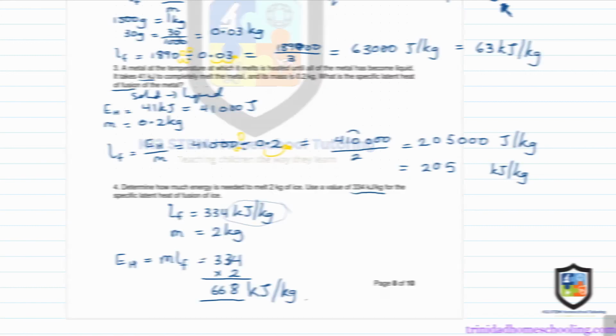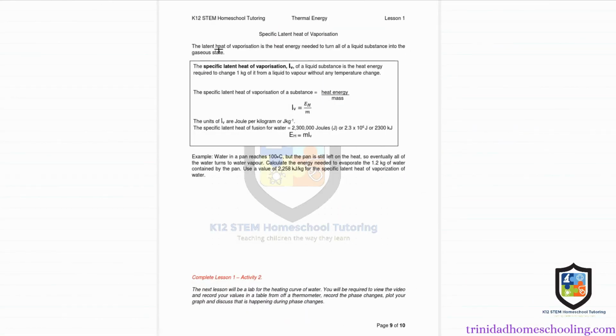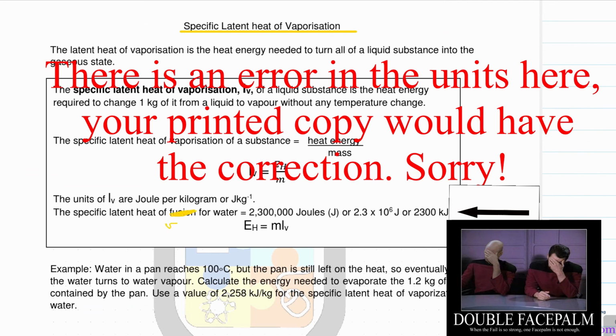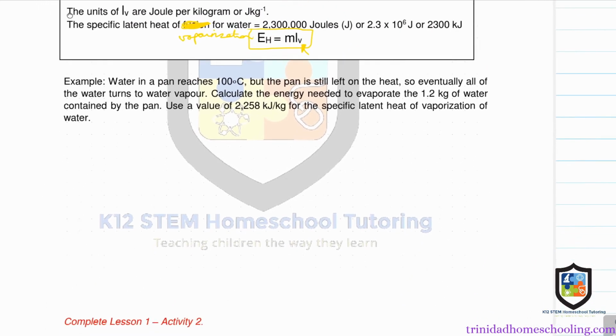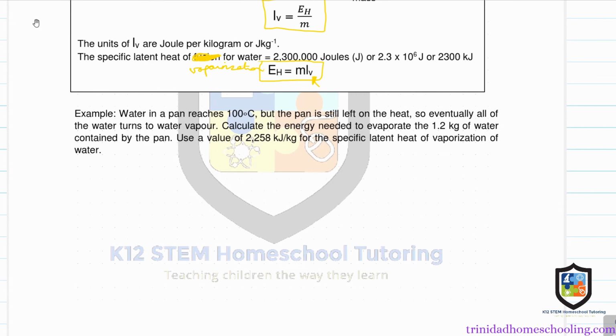Now on page 9, we would look at the specific latent heat of vaporization. The formula is the same, but the specific latent heat of, and this here should be vaporization. I would have fixed that in your copy, so your copy should have had vaporization here, right? It is different to the specific latent heat of fusion for ice, right? So it's the same formula in both cases, except we have to make sure that we are using the correct value here when we are changing 1 kilogram of a liquid to a vapor. And the calculations are the same, okay? So all the calculations that we did on page 8 will be done the same way for the specific latent heat of vaporization.